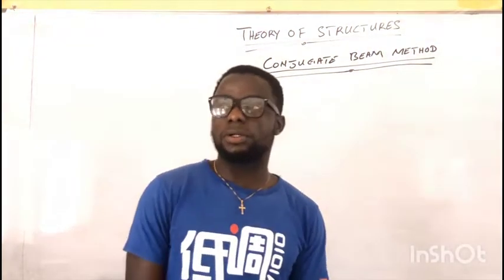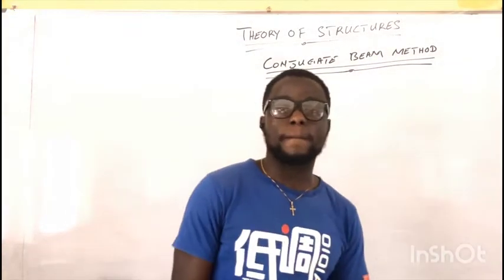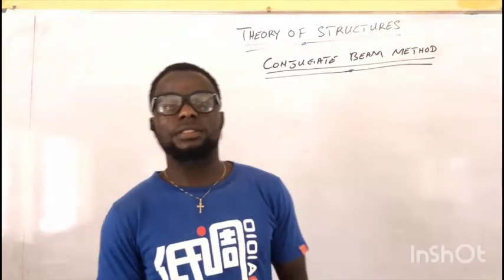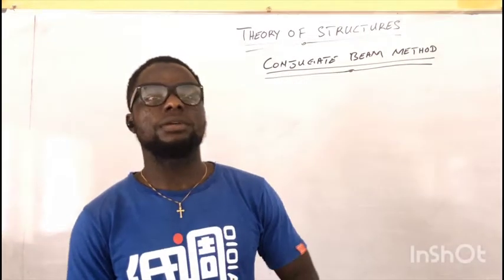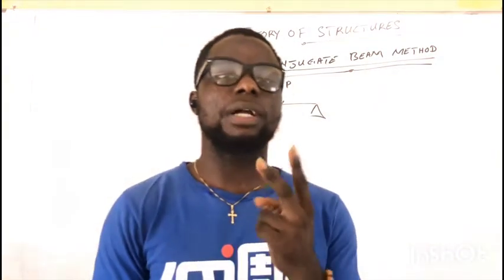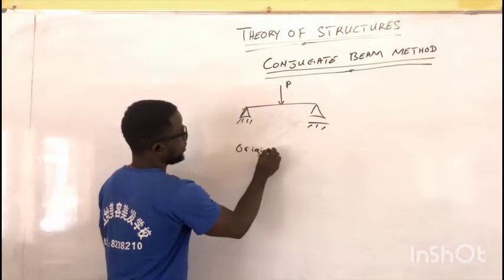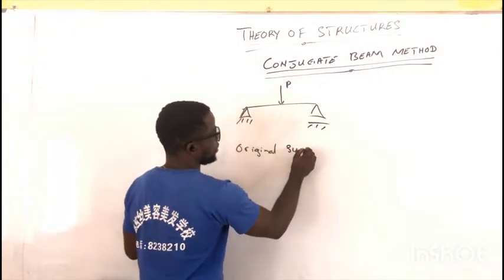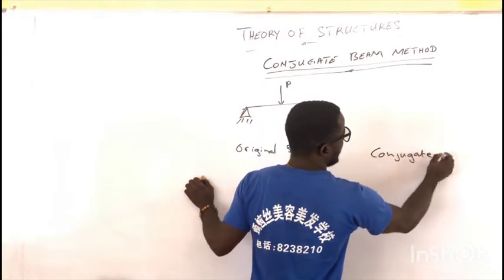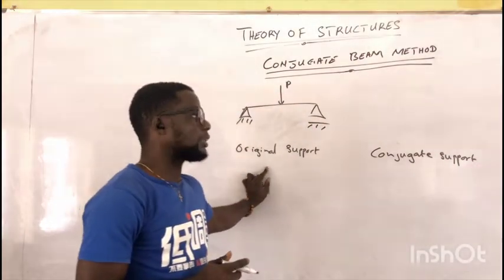This method was proposed by Henry Rich in 1863, with the concept that when we are given a beam, we have to draw the conjugate of the beam. The point you have to notice is that we have two beams, the original beam and the conjugate beam. We have the original support and the conjugate support.